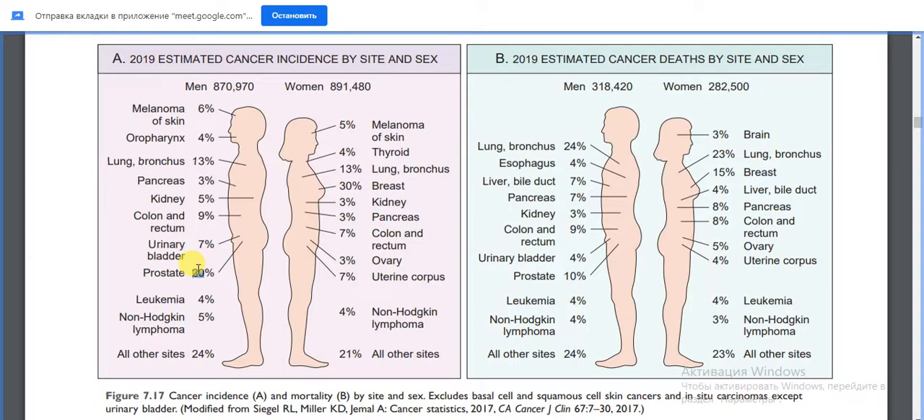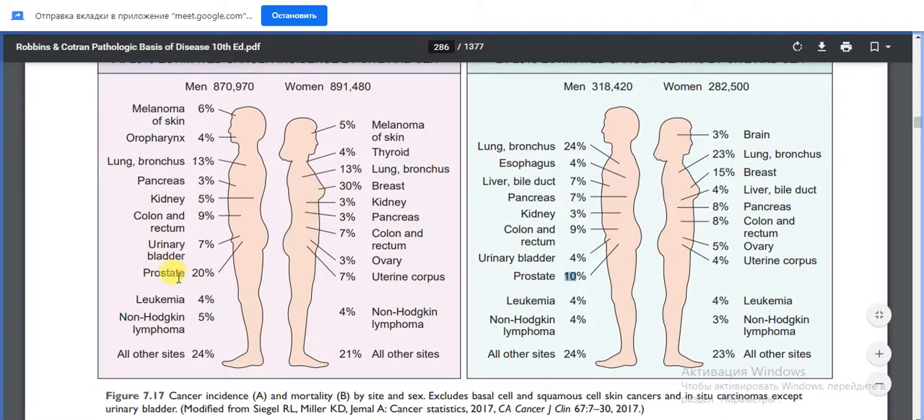Of all cancer cases, prostate is common, and only half of them are mortal. Less than half of them are mortal, because we can detect it earlier. Then urinary bladder, leukemia 4%, non-Hodgkin lymphoma 5%, and all other sites 24%.